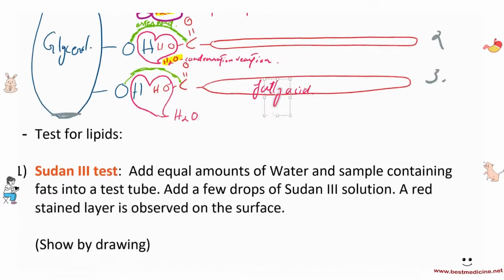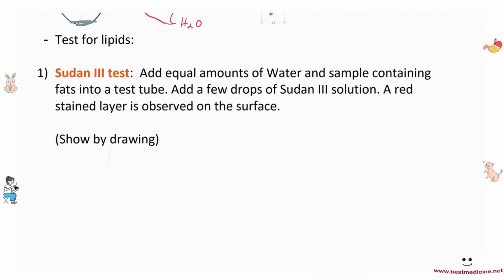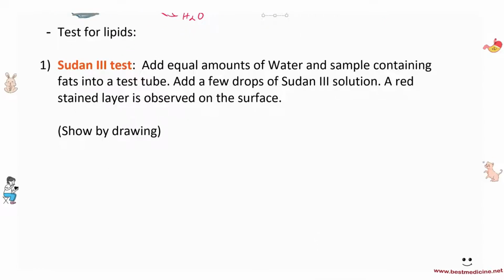All right, so moving on. What are some of the tests for lipids? Well, one of the tests is the Sudan 3 test. Basically, you put equal amounts of water and a sample containing fats into a test tube, and then you add a few drops of Sudan 3 solution, and a red stain layer is observed on the surface of the test tube.